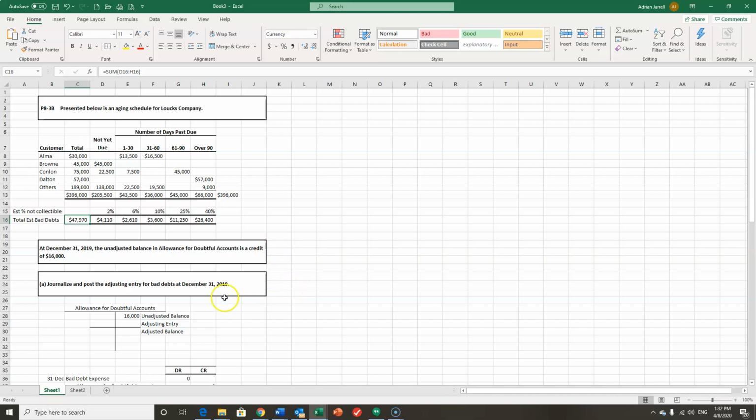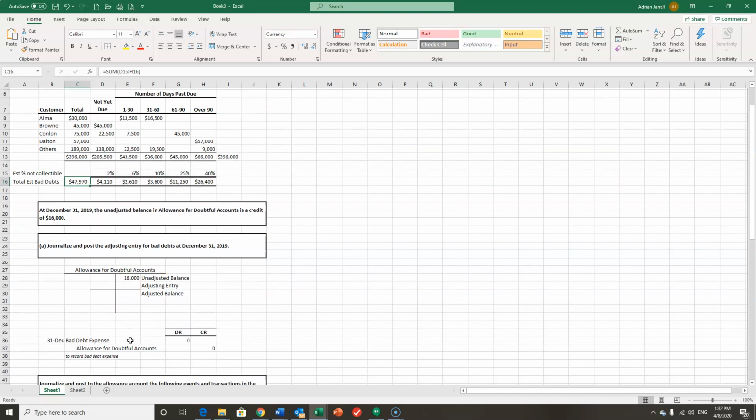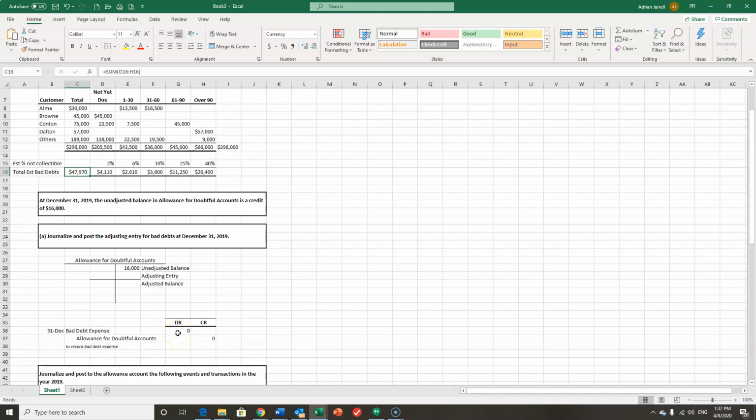We're supposed to journalize and post the entry. So to journalize it, let's look at what the T account looks like. The unadjusted balance is a $16,000 credit balance. The adjusted balance is going to be our estimate of uncollectible accounts, $47,970. So we need to make an adjustment that will add to this credit balance to equal that credit balance.